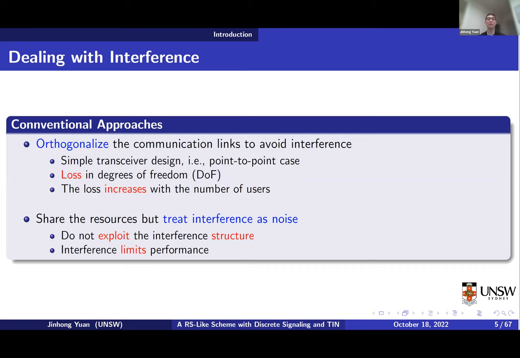Another approach in conventional systems is to share the resources, but you need to treat interference as noise. So that determines how much you can transmit the signal, what you are going to do at your receiver side. That means in such an approach, you do not explore the interference structure. So your system performance is really limited by the interference.